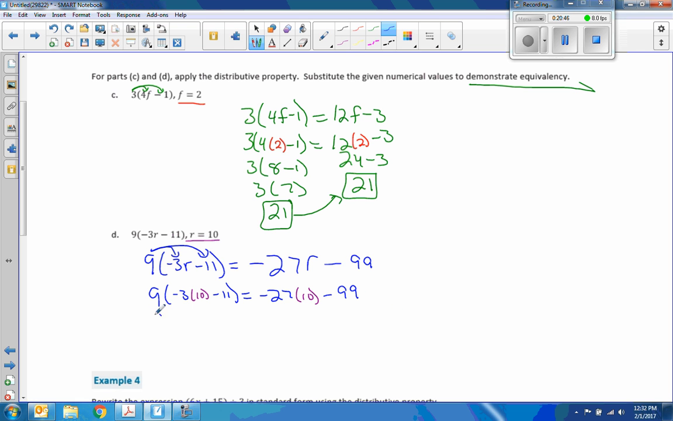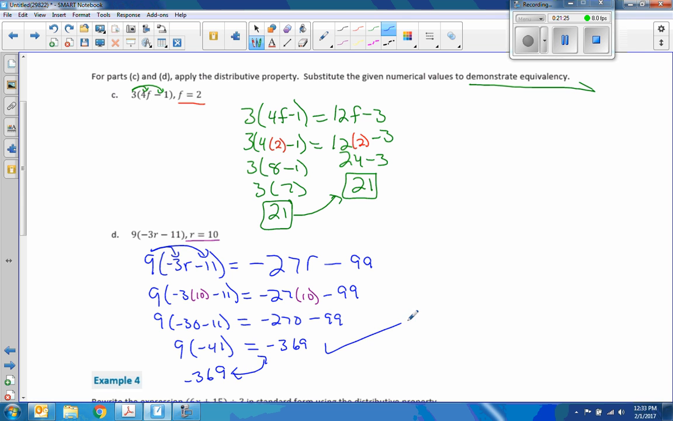Okay, this is going to say 9. Negative 3 times 10 is negative 30, minus 11, equals negative 27 times 10 is negative 270, minus 99. And negative 30 minus 11 is negative 41. And negative 270 minus 100 is negative 370. But I'm taking away only 99, so it's going to be negative 369. 9 times 1 is 9. 9 times 4 is 36. Positive times negative is negative. And they are equivalent.